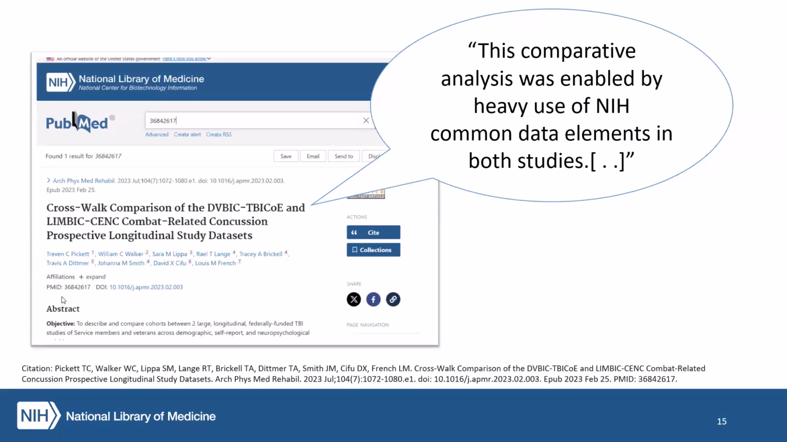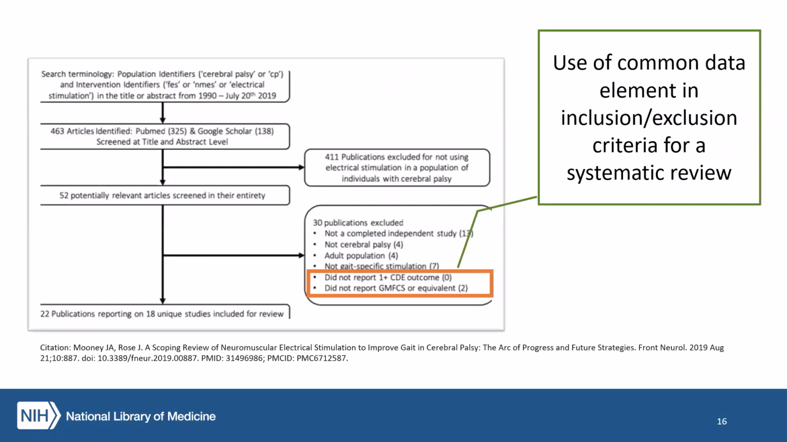And let's look at another example. This one is a published systematic review from researchers at Stanford University in the journal Frontiers in Neurology. The focus of their review was neuromuscular deficits of children with spastic cerebral palsy.